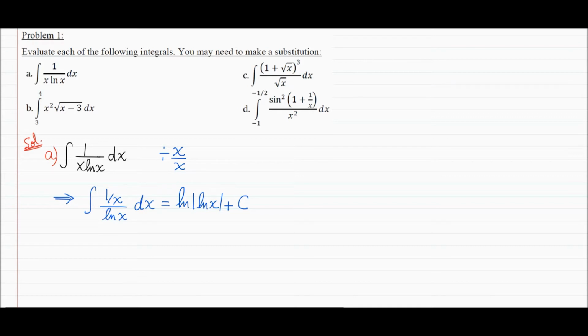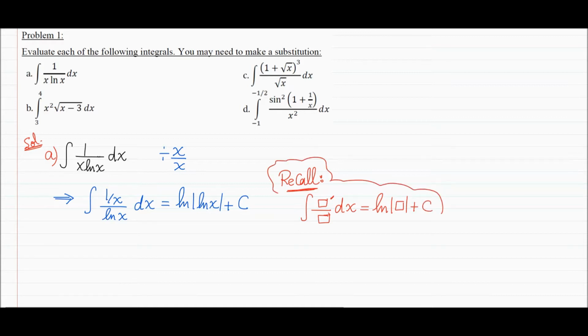And to revise with me the rule of integration: if you have the integral of something in the denominator and its derivative in the numerator, dx, this will be directly equal to ln of modulus of what is inside the denominator, plus c. This is the rule that is used in this problem.